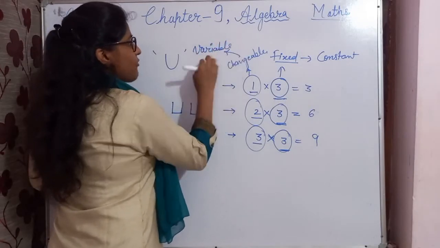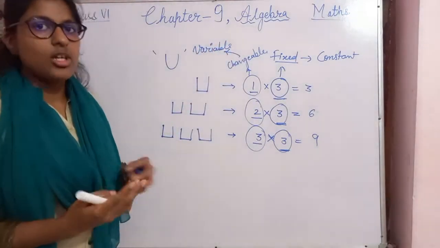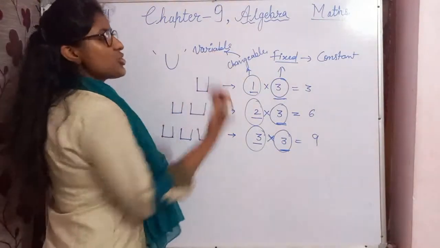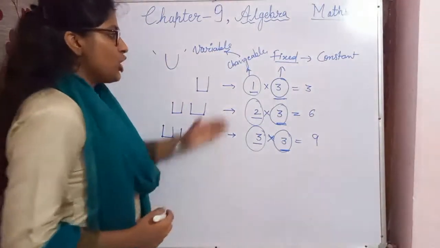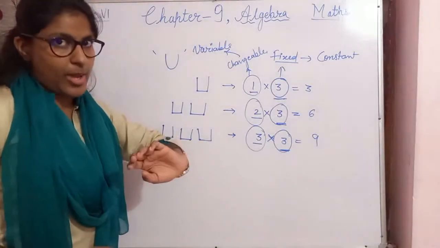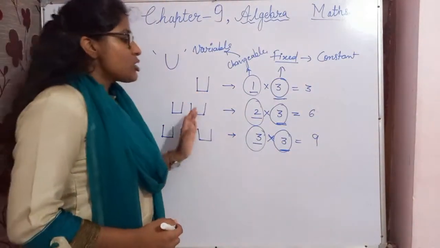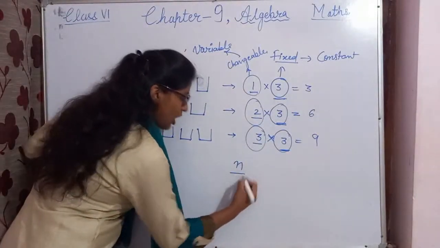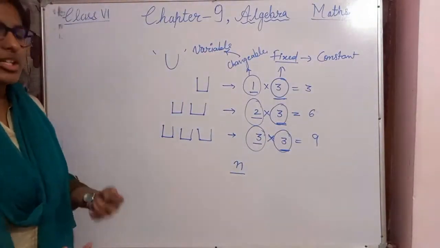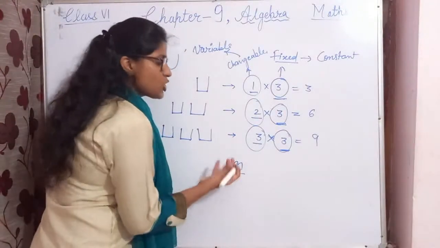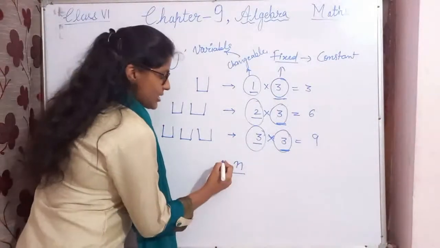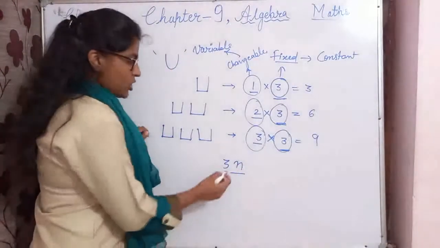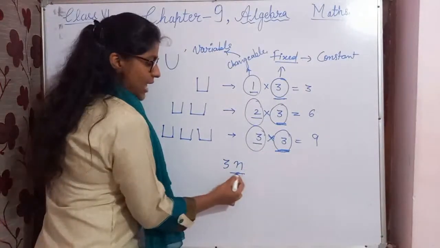You can read it as variable. Vari means different, changeable in nature. So variable means changeable. Now let's see here. You need 3 matchsticks for making 1 U, and so infinitely you can find it, just like if you want to make n U's. How many U's do you want to make? N U's. Infinitely many U's you can make. So what is the total matchsticks you need here? That is 3n. Why 3n? Because this 3 is fixed here and this n is variable.